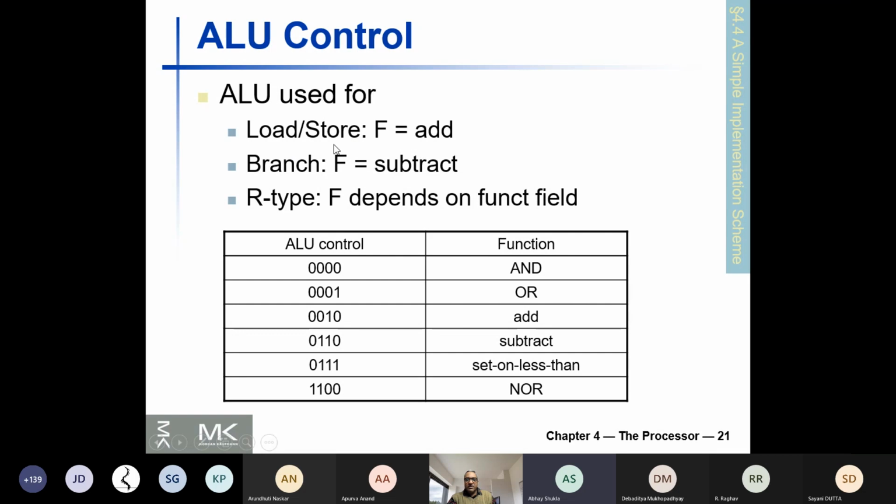In the case of load and store, the ALU will be used for addition because the address will be calculated as base address plus offset. Whereas in the case of branch, the ALU will be used for subtraction, because we have to check for branch on equality. For that, we perform the subtraction, and based on that we can generate whether it's equal or not. R-type performs all the logical and arithmetic instructions. So, first of all, we need to design a controller for controlling the ALU for all these instructions.